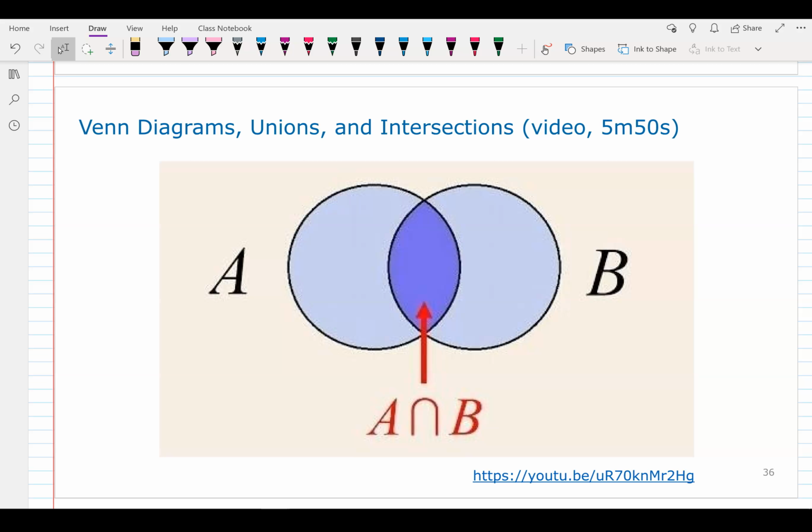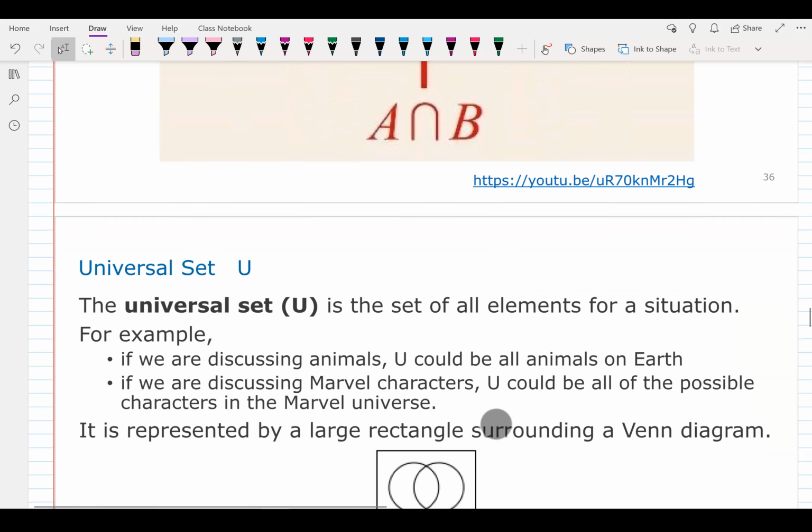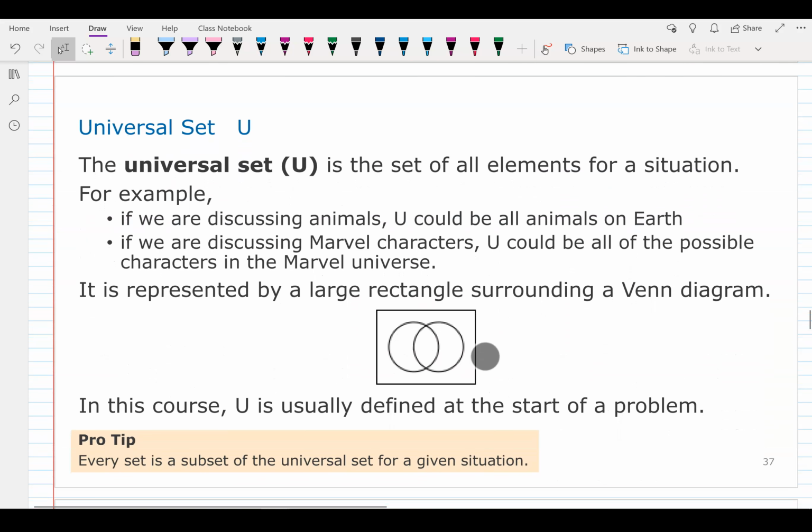So you might remember, I said there was 3 operations. I said there was union and intersection. What's our third operation that we haven't talked about yet? Well, that's complement. And we can't talk about complement until we talk about what's called the universal set.